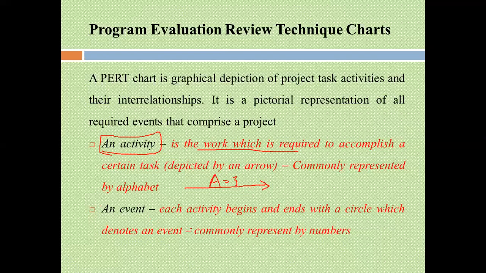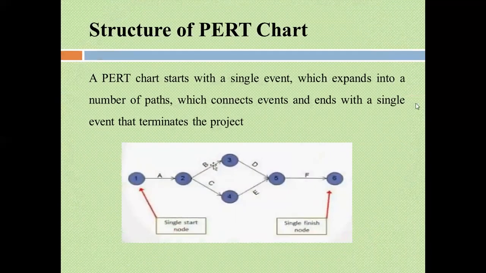An event basically marks the beginning and the very end of an activity. For example, if I was to begin A, I would map it like this: A, which is 3, and this is 2. So an event basically is at the very beginning and the very end. Usually we use numbers to capture them.